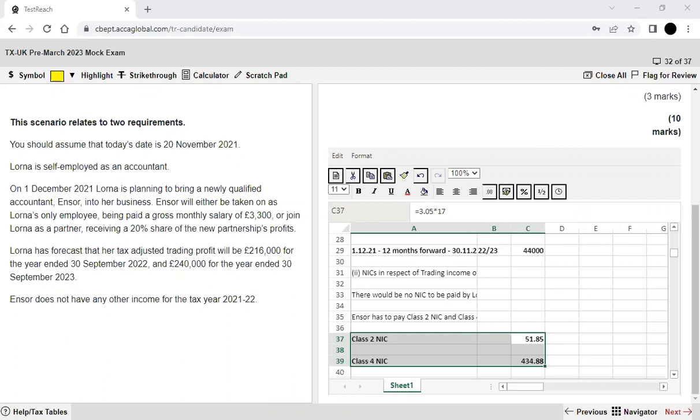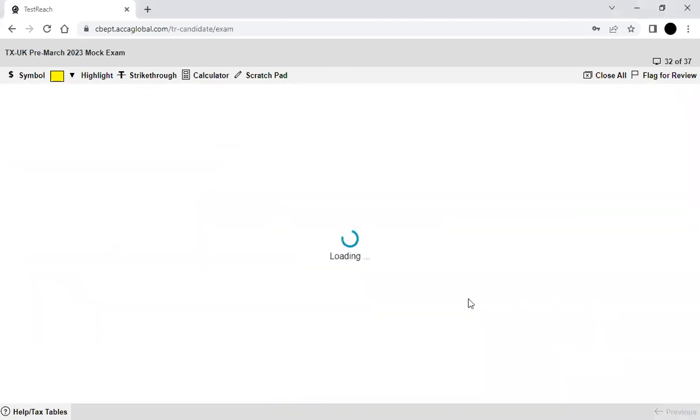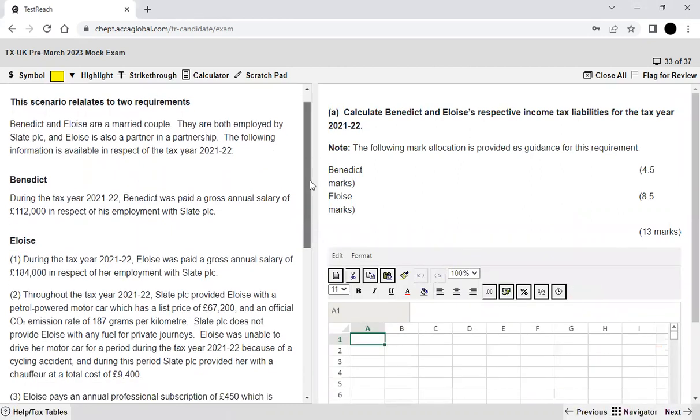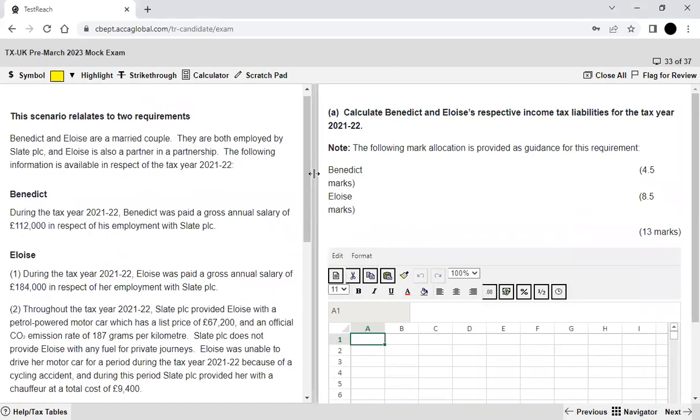Let's move forward to the next question. This scenario relates to two requirements. So what are those two requirements? We'll be looking at those two requirements.